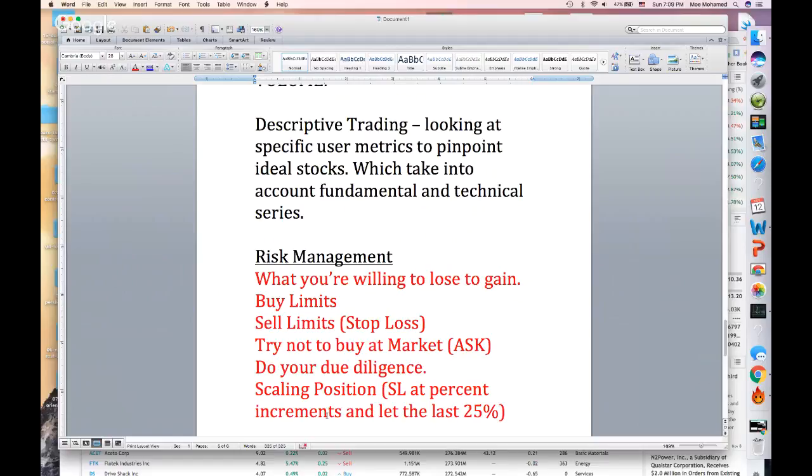So don't get mad if a buy limit doesn't execute. Same thing with sell limits. Have your sell limit, because maybe the bid price may be too low, because that's the bid. That's what somebody's willing to buy your stock at. People are always trying to get stocks cheap. So incorporating these risk management tools are the best ways to really manage your risk.